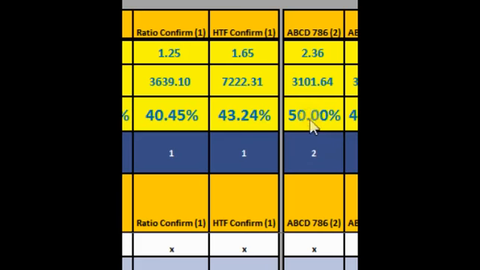Every trade that I take with an ABCD harmonic pattern move has a 50% chance of winning, and so far to date I've earned $3,000 on this one technical detail alone. Same thing goes here for higher time frame confirmation: $7,000 in gains on this higher time frame confirmation, $3,600 in gains on ratio confirmation, with 40 and 43% win percentages respectively.